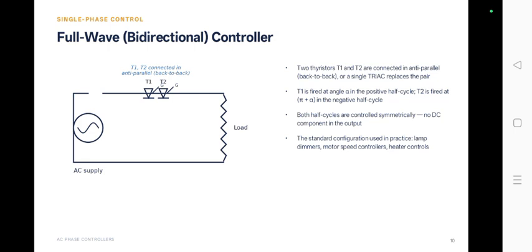Next one is the full wave controller. In the full wave controller, two thyristors, that means two switches, will be used. T1 and T2 are connected in anti-parallel, or a single triac replaces the pair. Here T1 is fired at angle alpha in the positive half cycle, and T2 is fired in the negative half cycle. Both half cycles are controlled symmetrically. There is no DC component in the circuit. This is the standard configuration used in practice: lamp dimmers, motor speed controllers and heater controls.